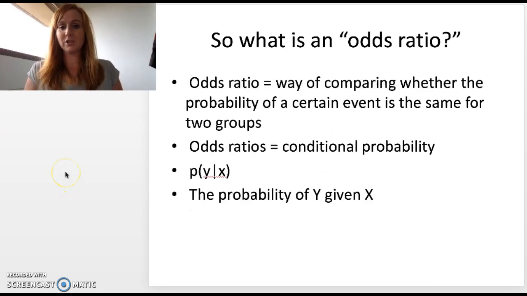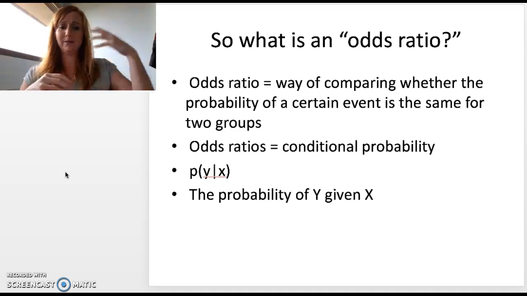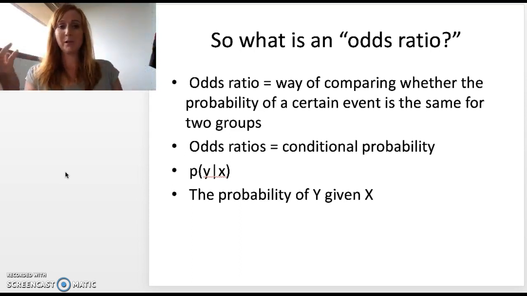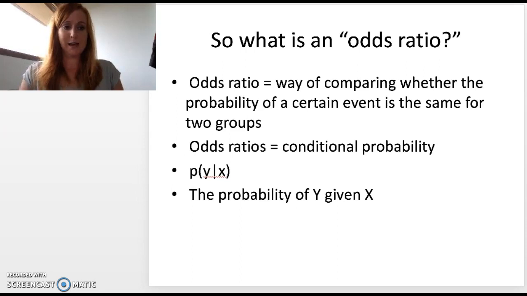An odds ratio is just a way of comparing whether the probability of a certain event or outcome is the same for two groups or given some other criteria. So we get this conditional probability, okay? The probability of this happening given knowing this about you. Probability of Y given X. So what's the probability of getting a longer sentence given the fact that this is your 3rd offense, okay? Stuff like that. Those are odds of things happening.